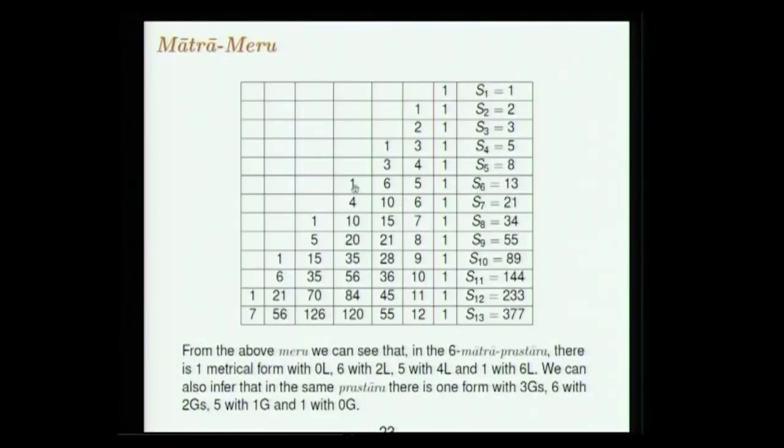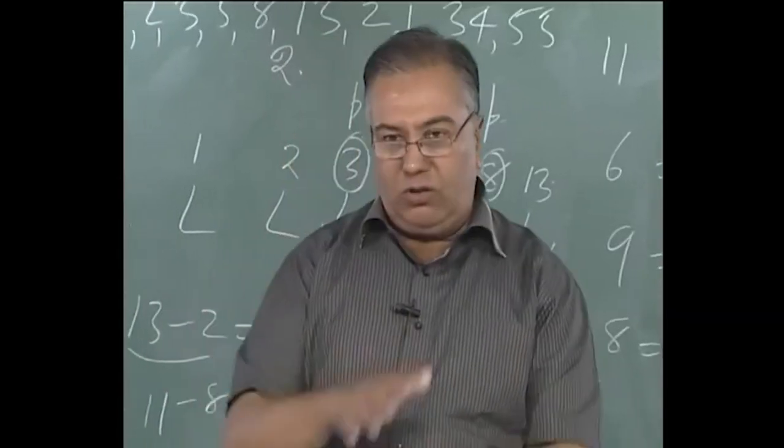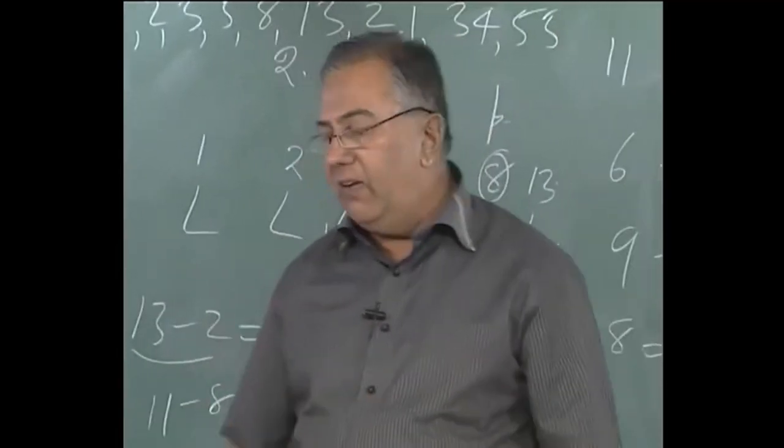6 matra vritta prastara. So, there is 1 metrical form with 0L, 6 metrical forms with 2L, 5 metrical forms with 4L, and 1 metrical form with 6L. Other way of talking about it, there is 1 metrical form with 3G, 6 metrical forms with 2G, 5 metrical forms with 1G and 1 metrical form with 0G. So, each row of this matra meru is giving you how many different meters are there with a given number of lagus. It is also giving you how many meters are there with a given number of gurus.